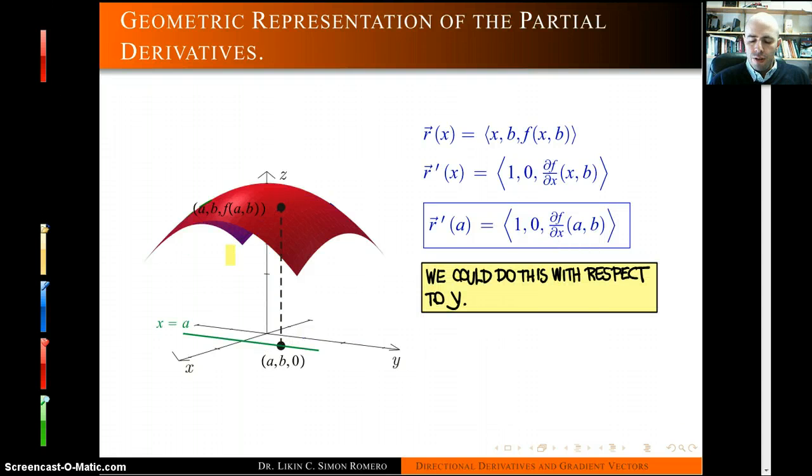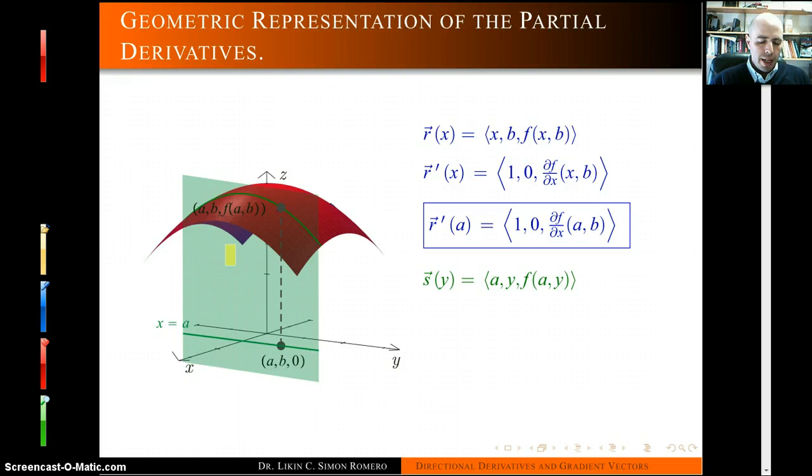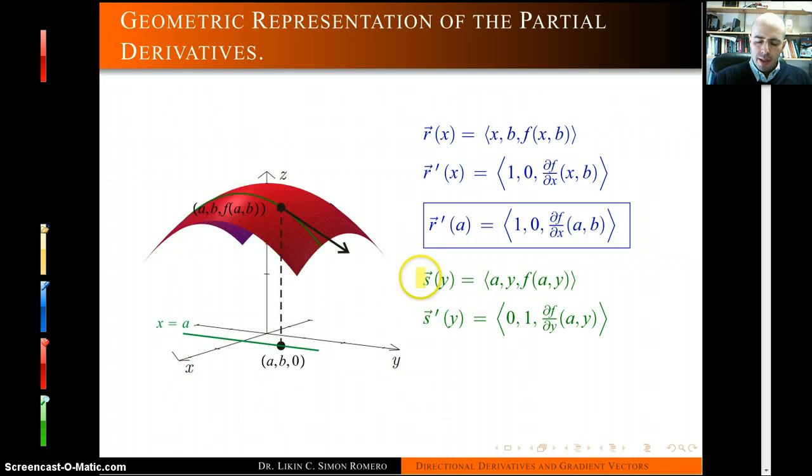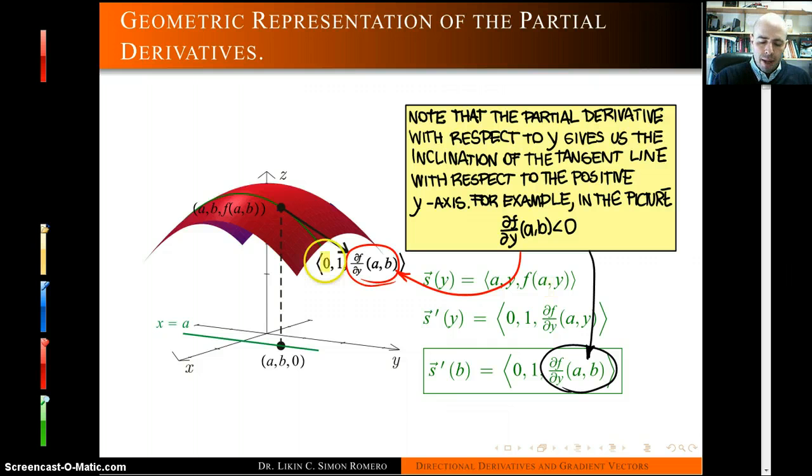We can do the same thing for y. I will take the plane x equal to a and intersect it with the graph of the function. I will obtain a curve that, if I parameterize it and take the derivative, will give me a tangent vector that I just drew over there. If I evaluate, I have 0, 1, the partial derivative of f with respect to y at that particular point, and again it gives you the inclination with respect to the positive y-axis. In this example, again, it will be negative because the z component of this vector is negative.